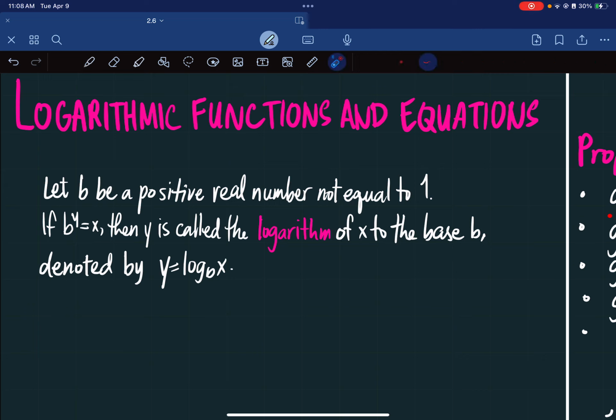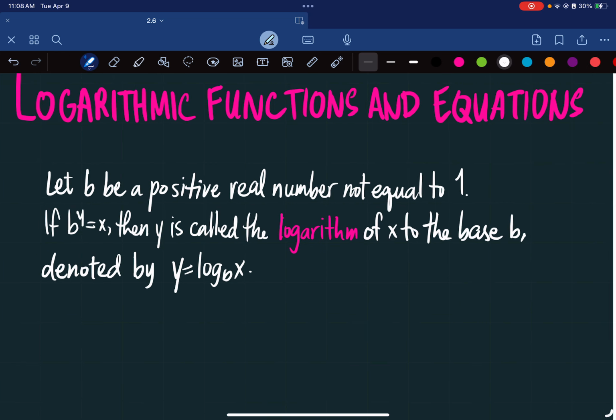If b raised to y equals x, then the exponent y is called the logarithm of x to the base b, denoted by y equals log of x base b. So based on this definition, you can think of the logarithm of x to the base b as the exponent in this one right here, b raised to y equals x.